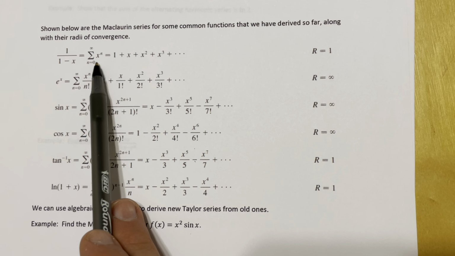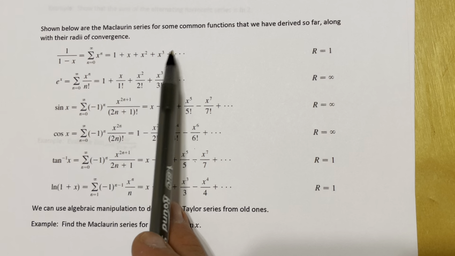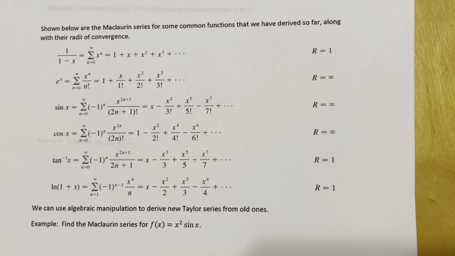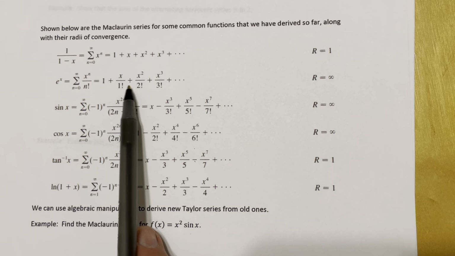In the previous section, we used this power series representation a lot. 1 over 1 minus x is equal to this power series right here. And then from this, and using some differentiation and integration theorems for power series, we came up with a power series for the inverse tangent function as well as natural log of 1 plus x. All of these are Maclaurin series because they're all centered at 0.